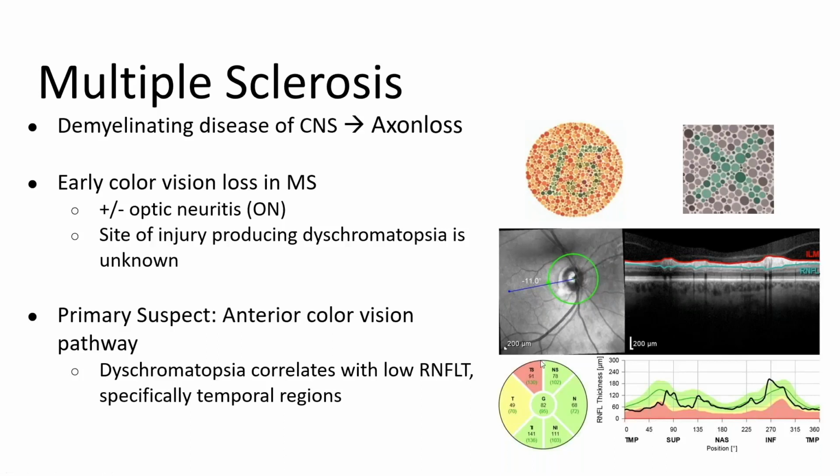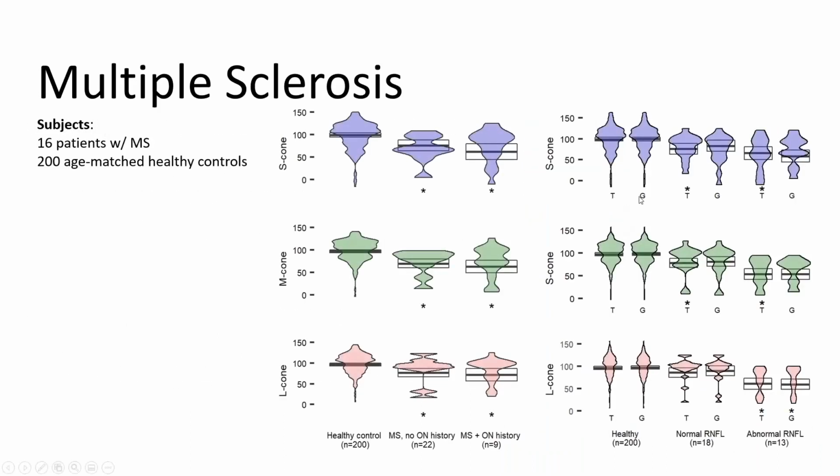So if we look at the temporal aspects and global aspects of the optic nerve, comparing healthy people versus people who have a normal nerve fiber layer and people with an abnormal nerve fiber layer thickness, we see that even people with normal nerve fiber layer thicknesses do, in rare instances, for the M cone and the S cone, the green and blue, have a significant reduction in the temporal part of the optic nerve that occurs in people with multiple sclerosis. And then people who have an abnormal nerve fiber layer thickness, the nerve is thinner.